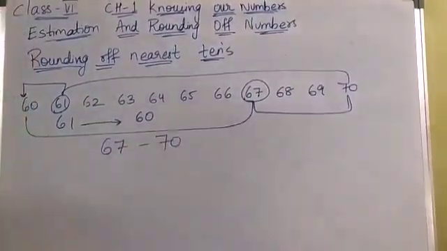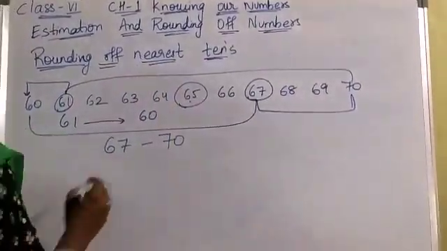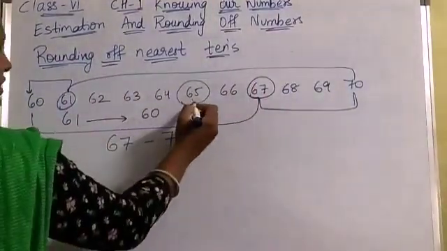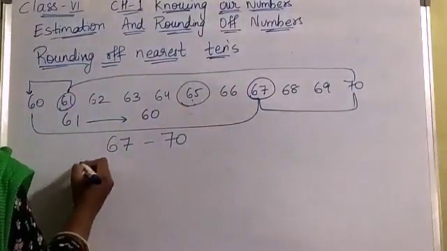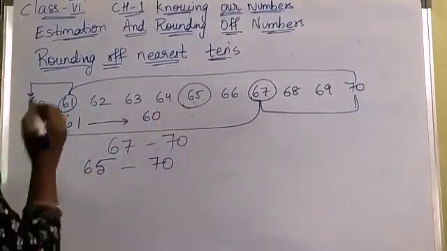Is it clear? Next coming to 65. If I take 65, 65 is at equal distance from 60 and 70. But by convention 65 is rounded off to 70. This is nearest to tens.